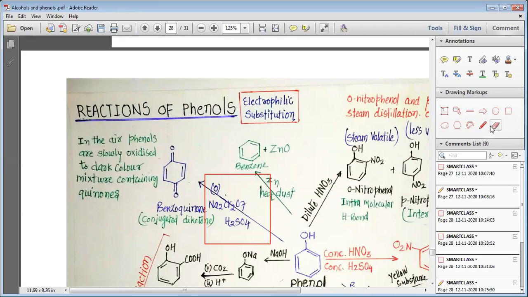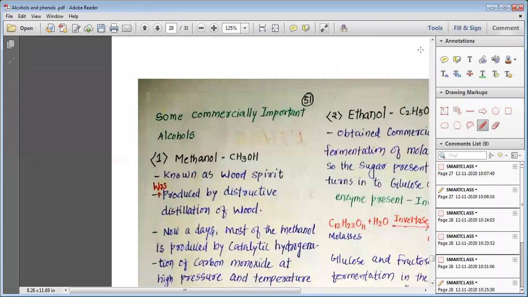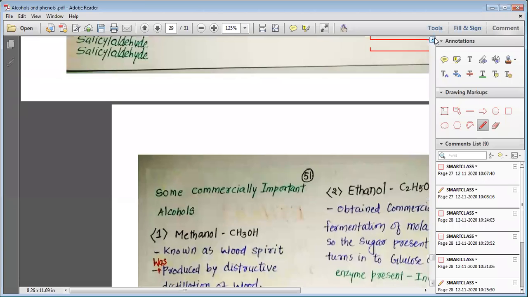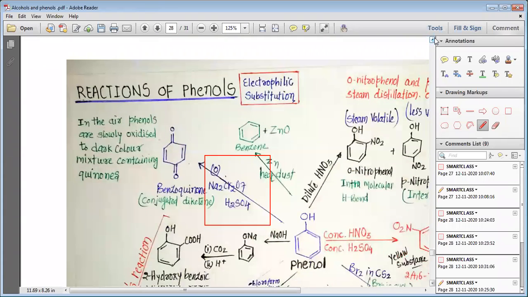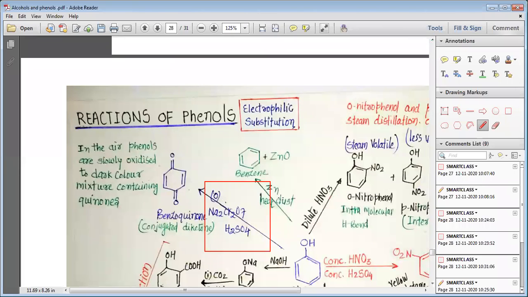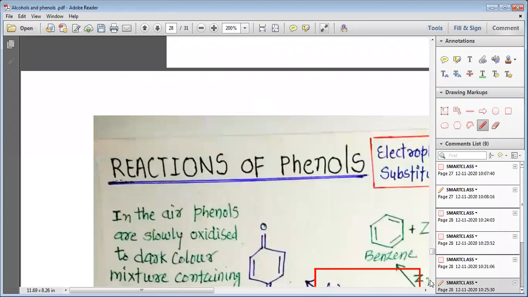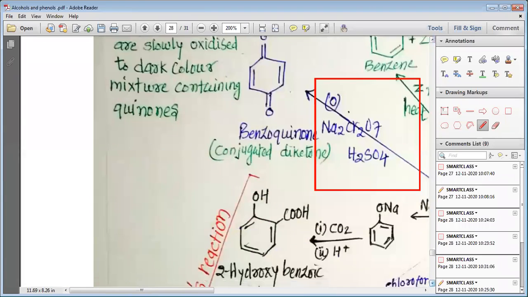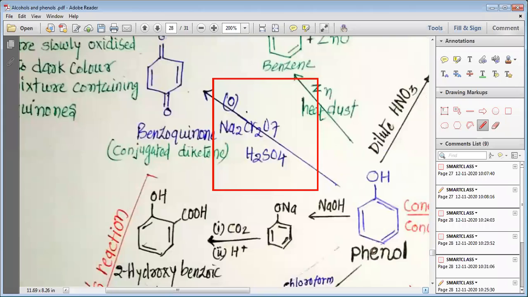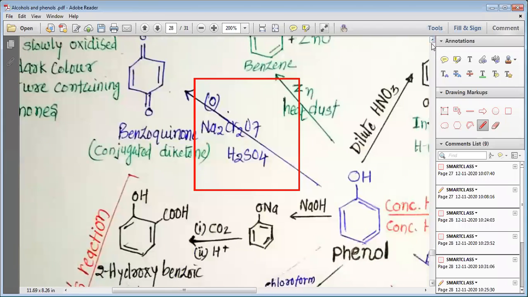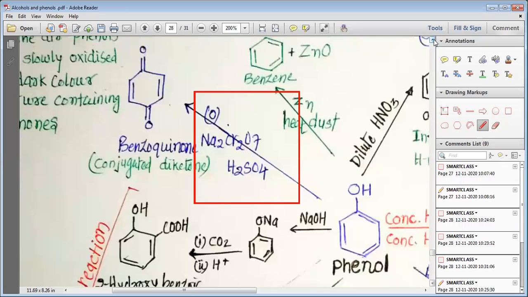Here the phenol that we have is treated with, you can see. You can watch it easily. So I have made it a clear idea for you, my dear students. We want to study this particular reaction.